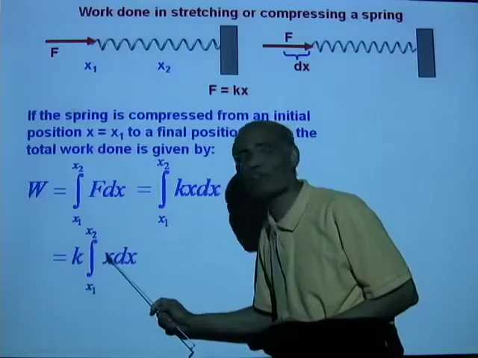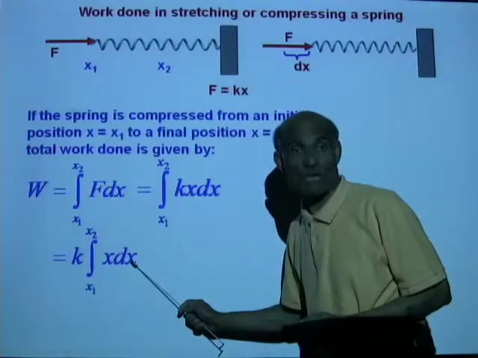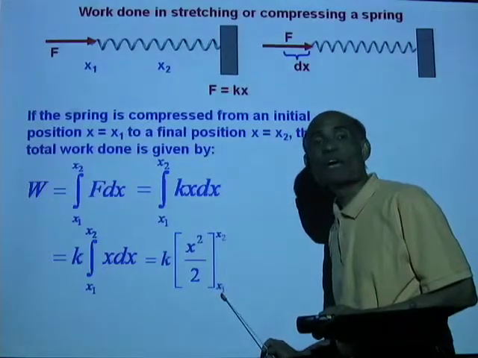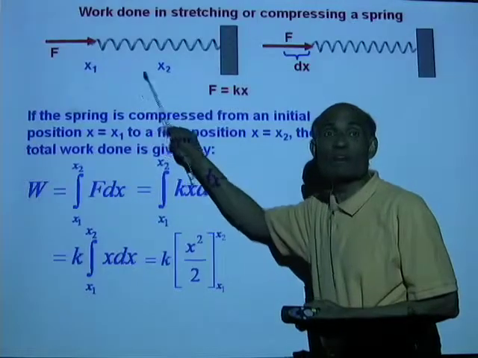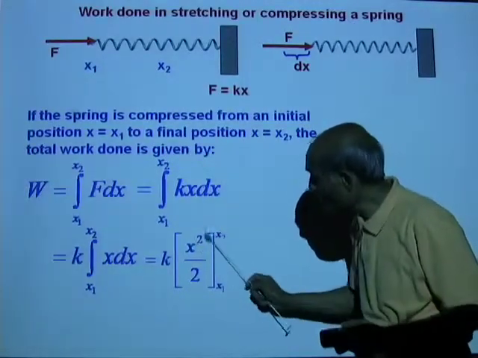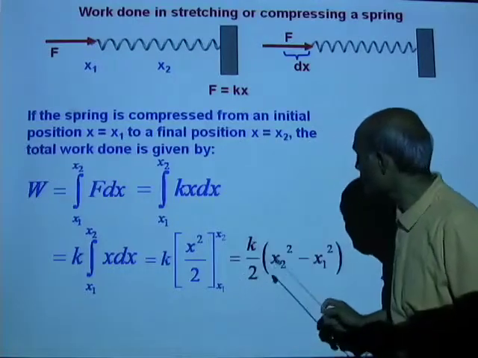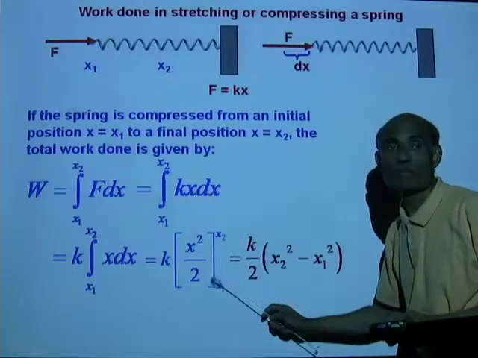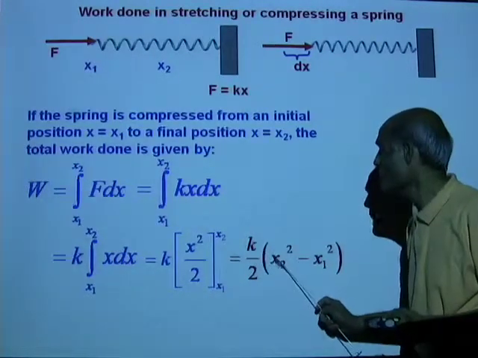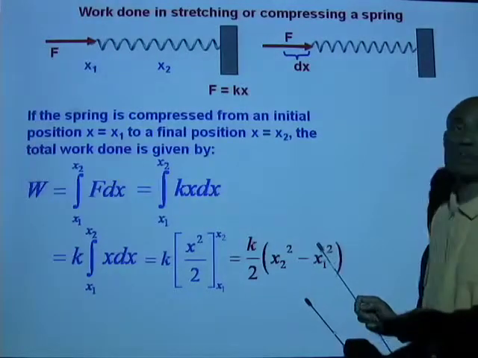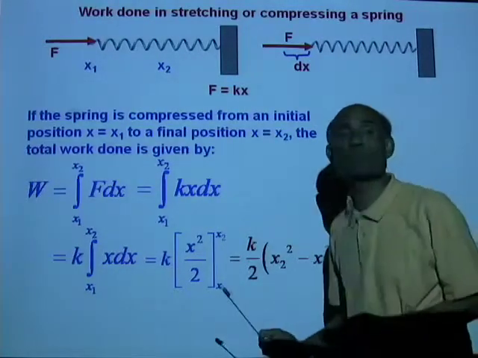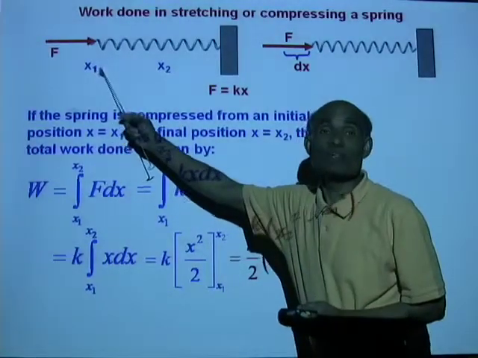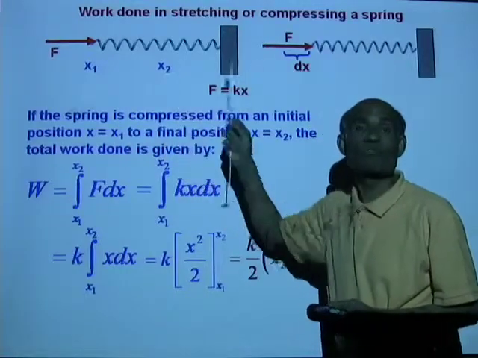What is the integral of x dx? It will be x squared over 2. That will be k times x squared over 2, with x changing from x1 to x2. Now if you apply the upper limit minus the lower limit, you get the total work done is k over 2, bring that 2 outside, k over 2 times (x2 squared minus x1 squared). This is the measure of the work done when a spring is stretched from an initial position x1 to a final position x2.